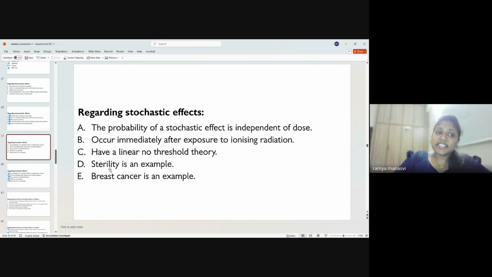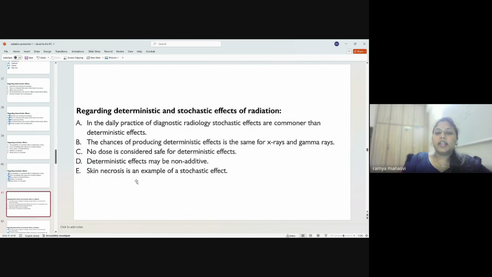Have a linear no threshold theory? True. Sterility is an example. No. Sterility is a deterministic effect. Breast cancer? Yes. All the cancers come under stochastic effects only. Regarding deterministic and stochastic effects, in the daily practice of diagnostic radiology, stochastic effects are commoner than deterministic effects. No, we have more skin erythema, cataracts, and all of this than cancers, right? So it is false. The chances of producing deterministic effects is the same for X-rays and gamma rays. Yes, it is true.